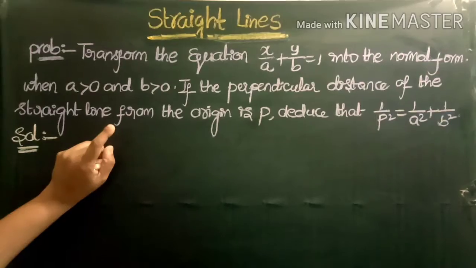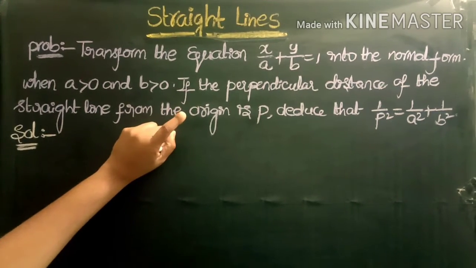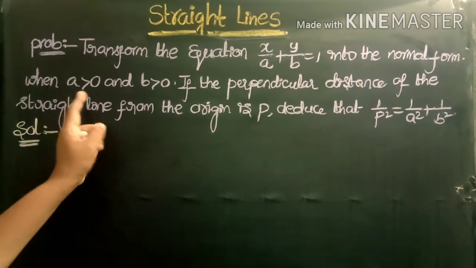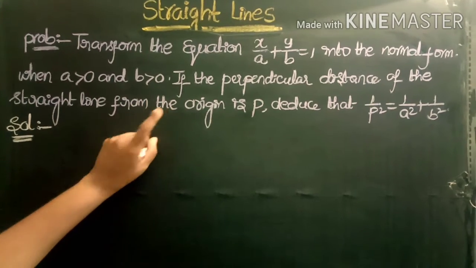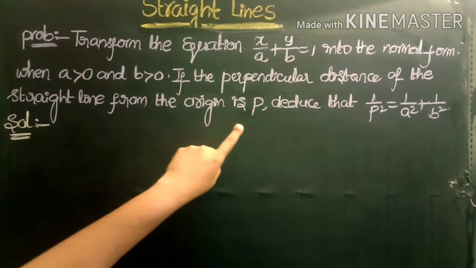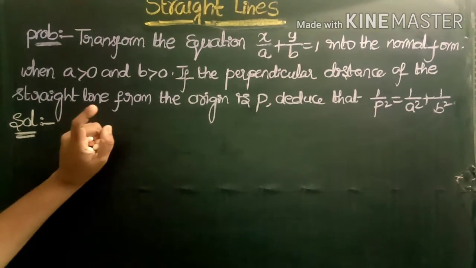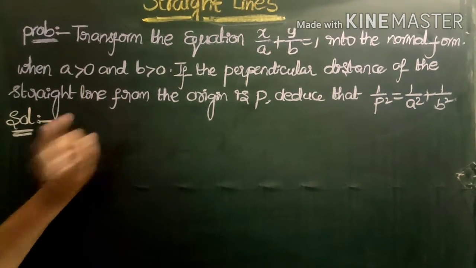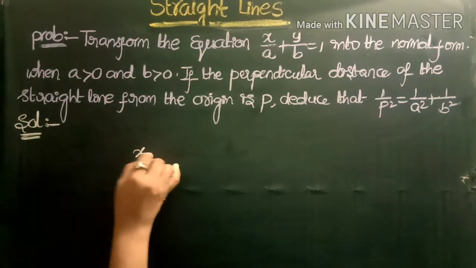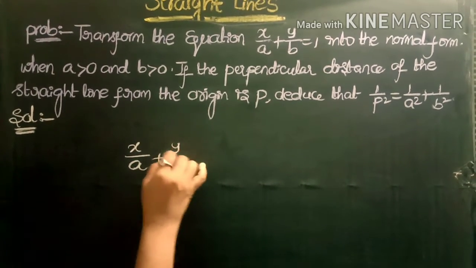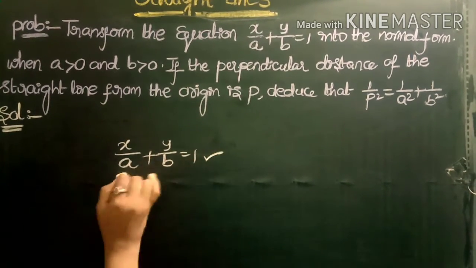That's all. Transform the equation x by a plus y by b is equal to 1 into the normal form when a is greater than 0 and b is greater than 0, and if the perpendicular distance of the straight line from the origin is p, then deduce that 1 by p square is equal to 1 by a square plus 1 by b square. So the given question is to transform the given equation into the normal form. The given sum is x by a plus y by b is equal to 1.